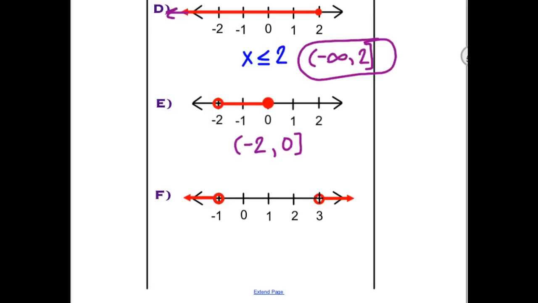Finally, the last one, we see that they're shaded in opposite directions, so I know that this is going to be an OR. It goes from negative infinity, which has to have an open bracket, to -1, which also has to have an open bracket due to the open circle. And then it starts back up at 3 and goes to infinity. Infinity needs an open bracket, 3 has an open circle, so it's also an open bracket. If you want to get fancy, you could also use a U for union of the two, but it is not by any means required.